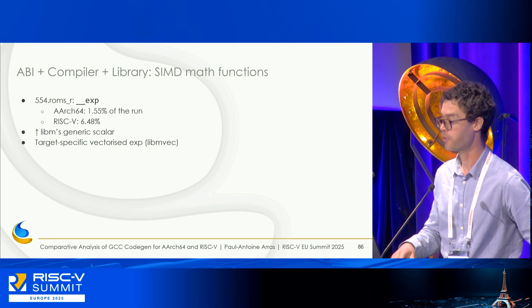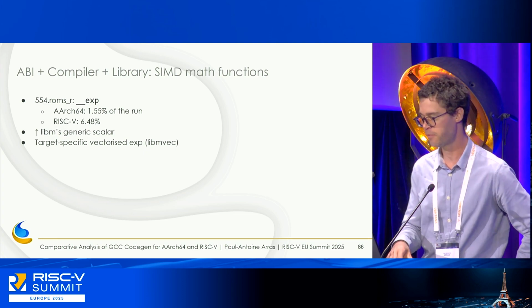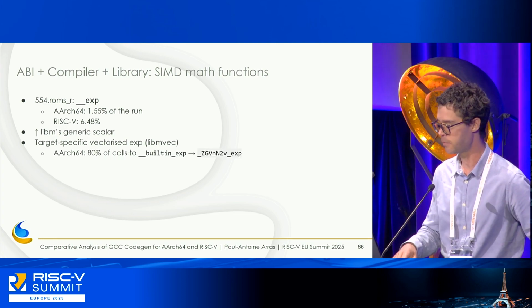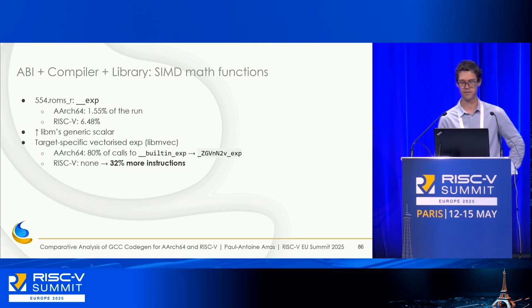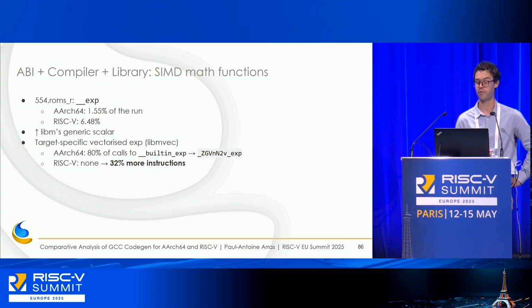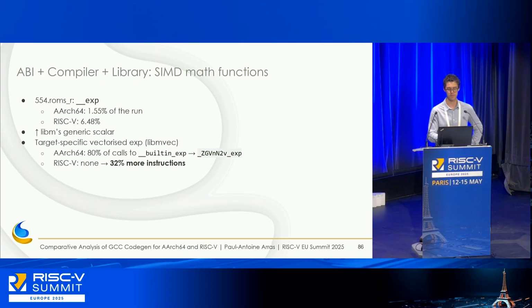But actually, it's possible to have a target-specific vectorized version in libmvec, and that's what ARM does. And actually, 80% of calls to the exponentiation function end up using this target-specific vectorized and so much more efficient version. On the other hand, RISC-V doesn't have such an optimized version, so it results in 32% more instructions.